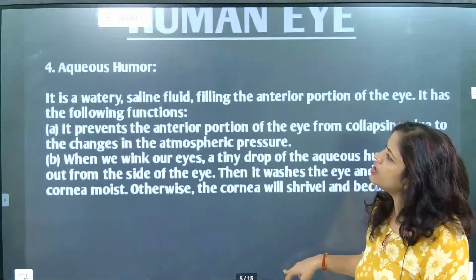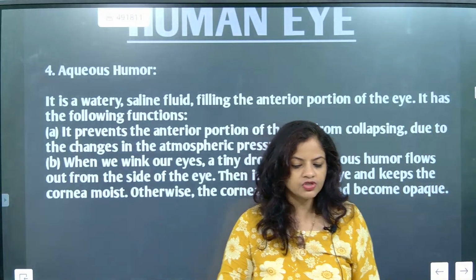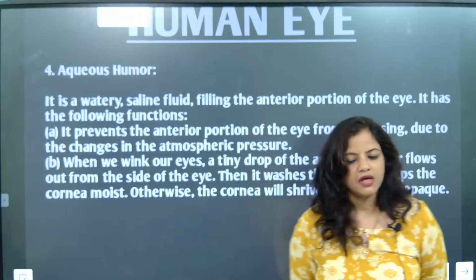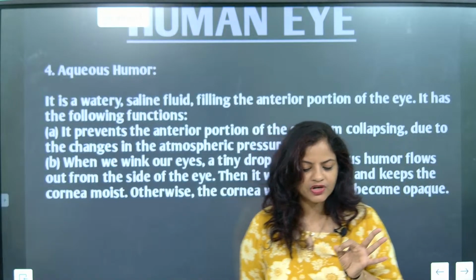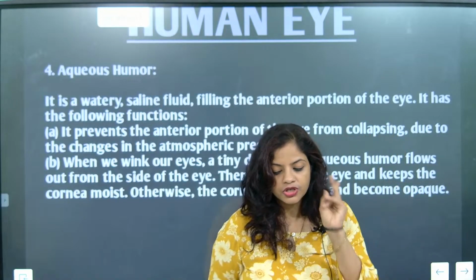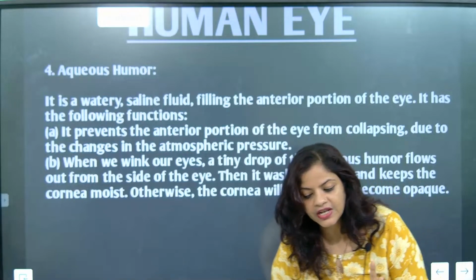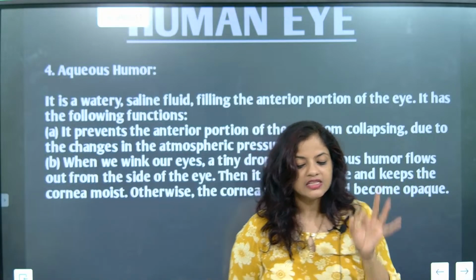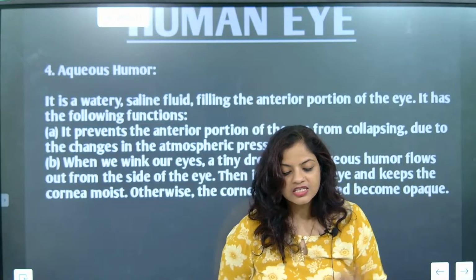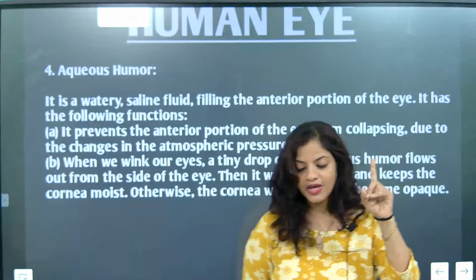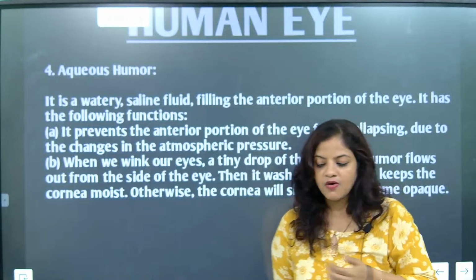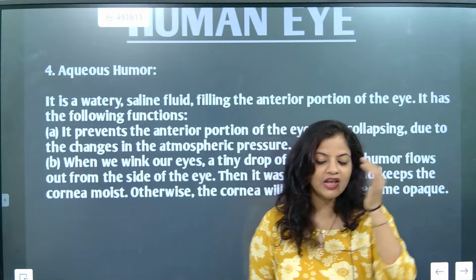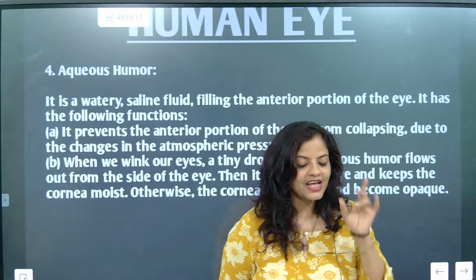After that, we talked about aqueous humor, and aqueous humor has some very important functions. Is it transparent or not? Aqueous humor, it is watery first. It is a saline fluid. The two important points we studied in the last class: it is watery, it is a saline fluid. Yes, beta. Watery, absolutely correct. Now, filling the anterior portion of the eye, it has the following functions.